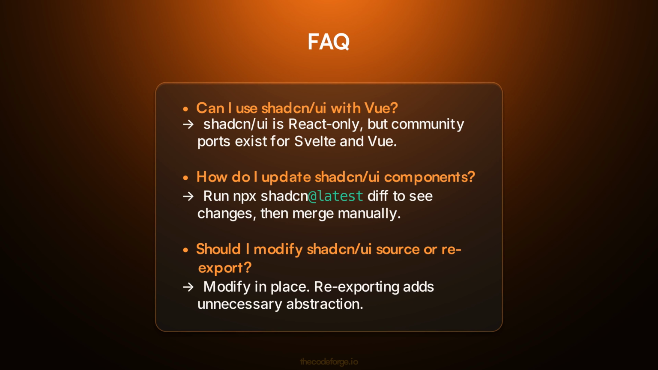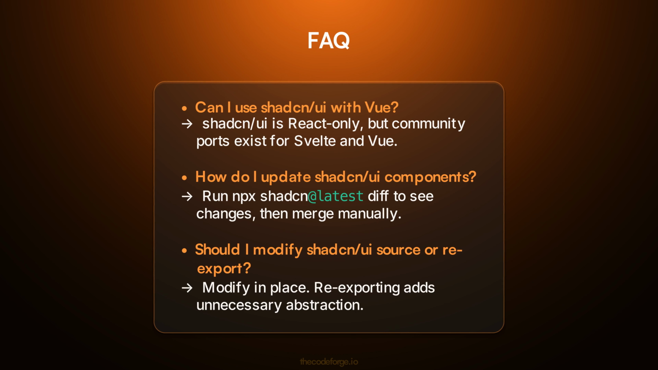And a few frequently asked questions. Can I use shadcn/ui with Vue? shadcn/ui is React only, but community ports exist for Svelte and Vue. How do I update shadcn/ui components? Run npx shadcn@latest diff to see changes, then merge manually. Should I modify shadcn/ui source or re-export? Modify in place. Re-exporting adds unnecessary abstraction.